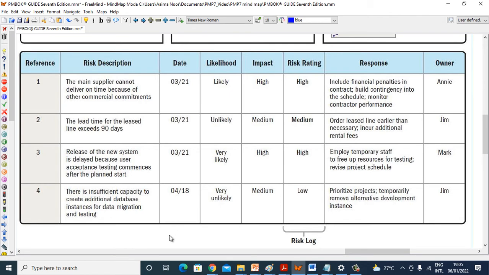I request you guys, please pause this video and read the remaining items yourself.